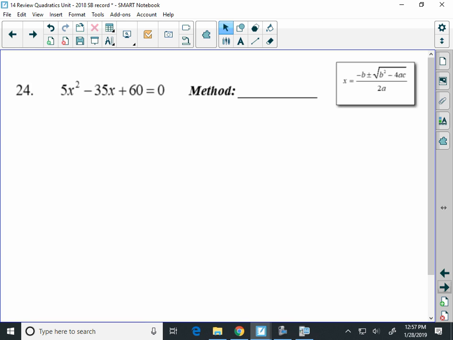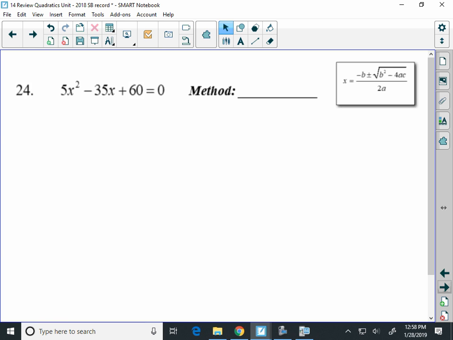Number 24. A couple of choices here. But right off the top of my head, I know that the numbers are big, but when I see a 5 in front of the x squared term, I think quadratic formula.